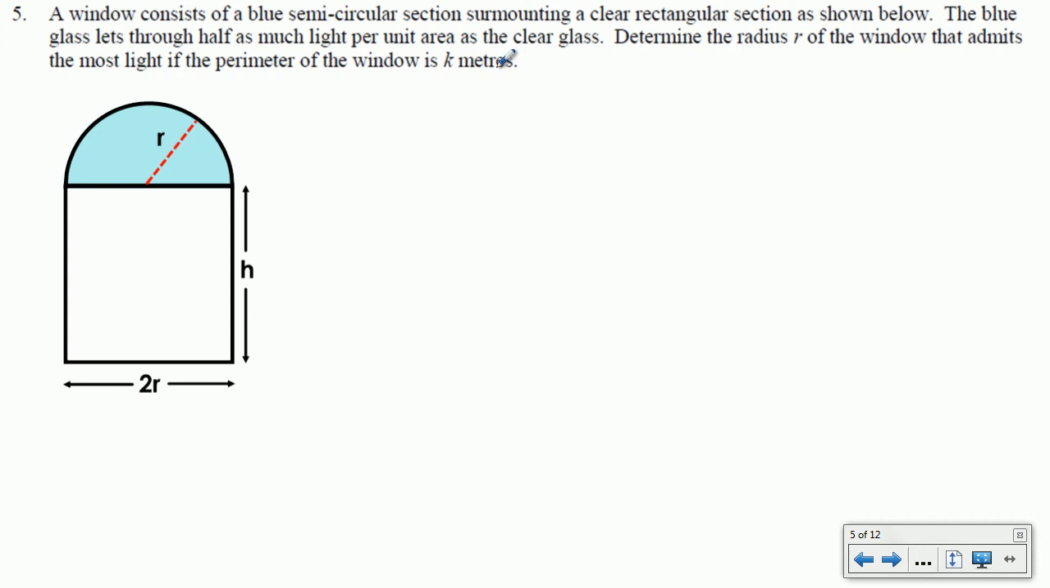Hello everyone. Today we're going to look at a few more max and min problems. So let's start with number 5.